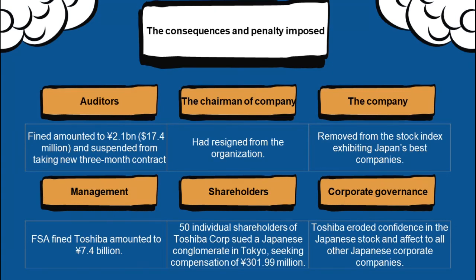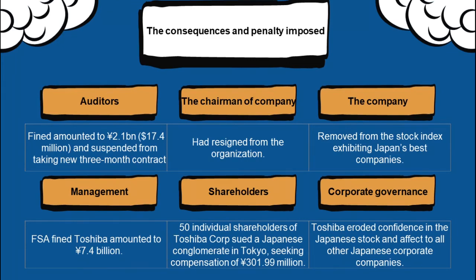The FSA fined Ernst & Young Shin Nihon 2.1 billion, which is 17.4 million, and suspended it from taking a new 3-month contract from January. Second, the chairman of the company. Toshiba chairman Shigenori Shiga had resigned from the organization. However, he remained a Toshiba executive until June, when a general shareholders meeting will be held, in order to focus on solving problems related to Westinghouse, which is an American-based nuclear developer owned by Toshiba.